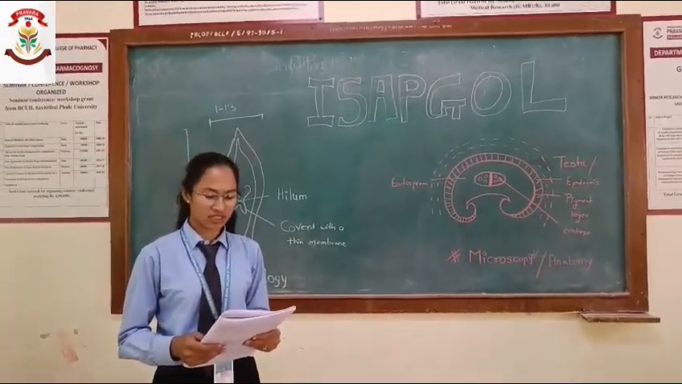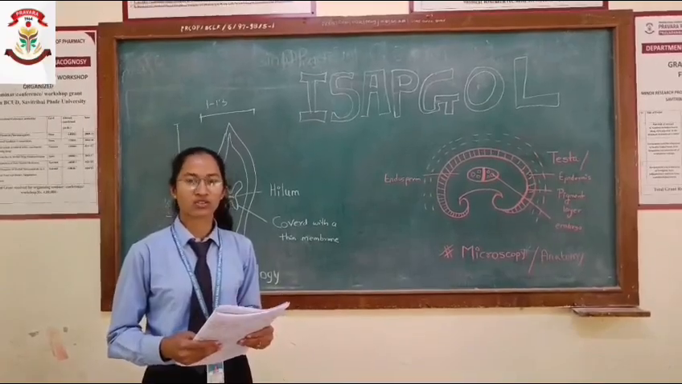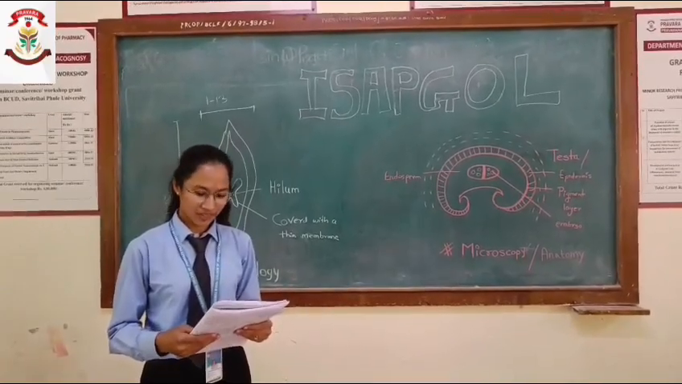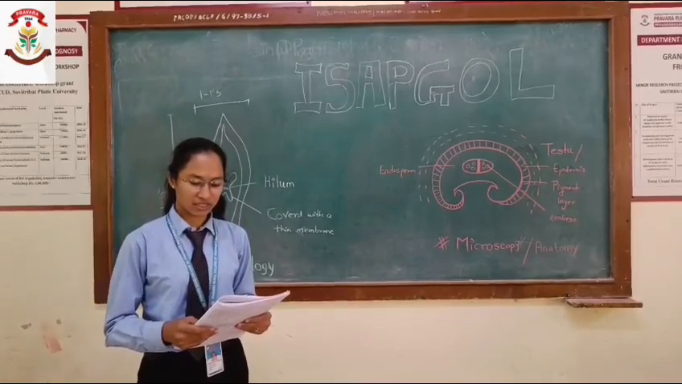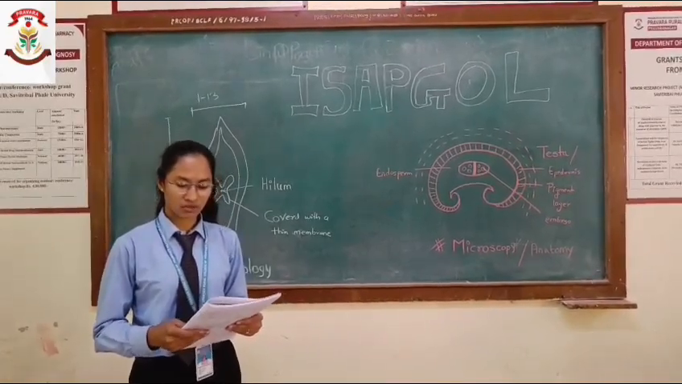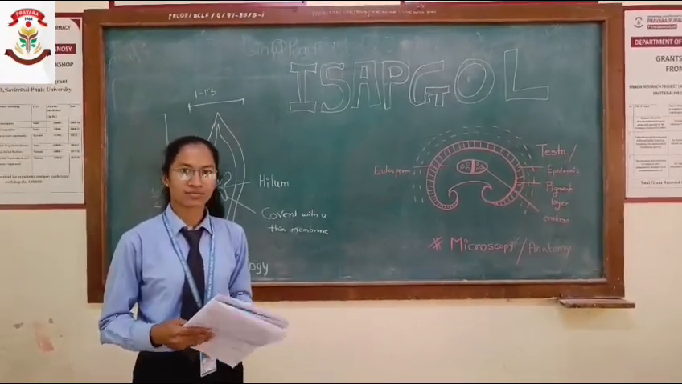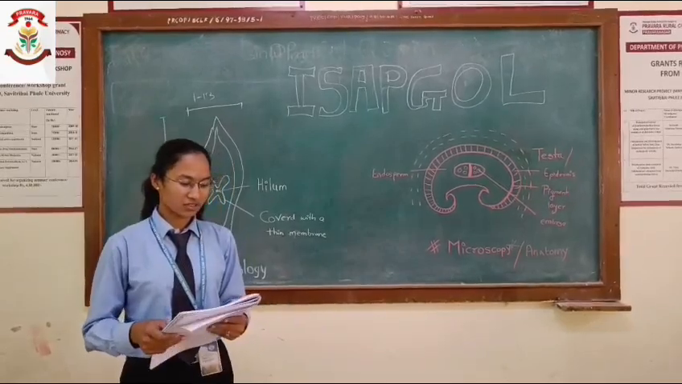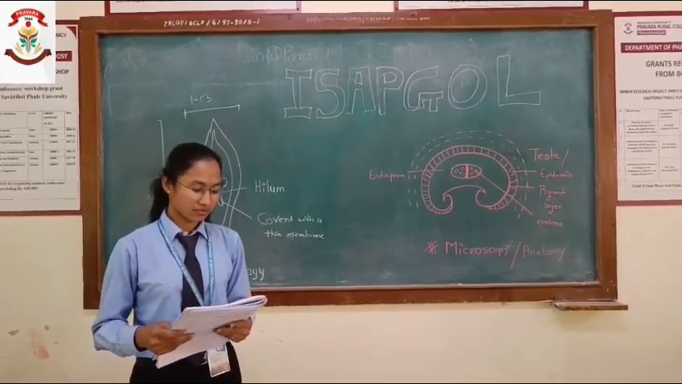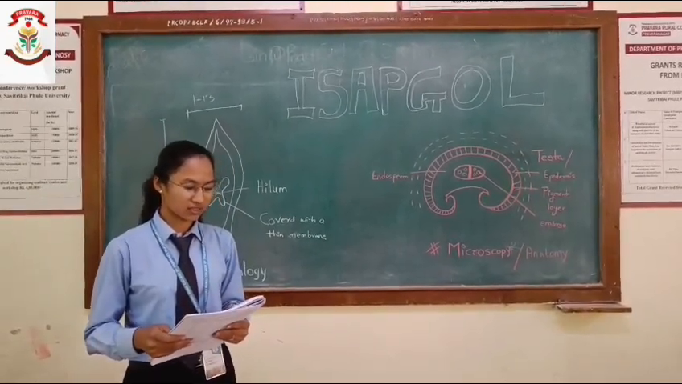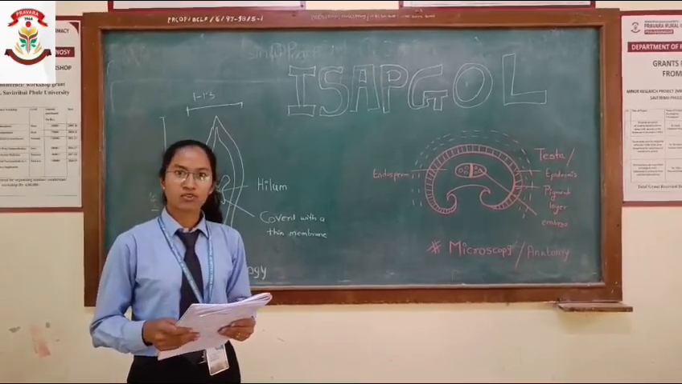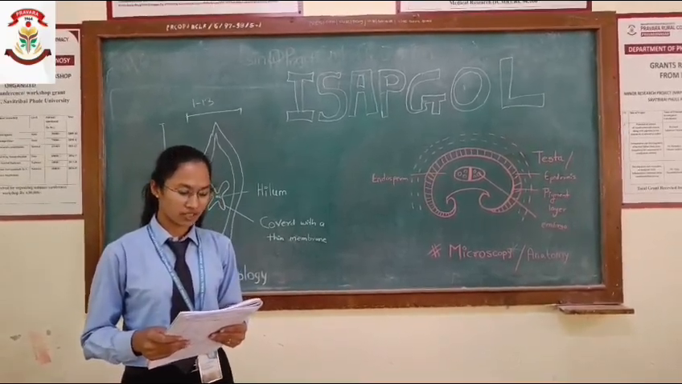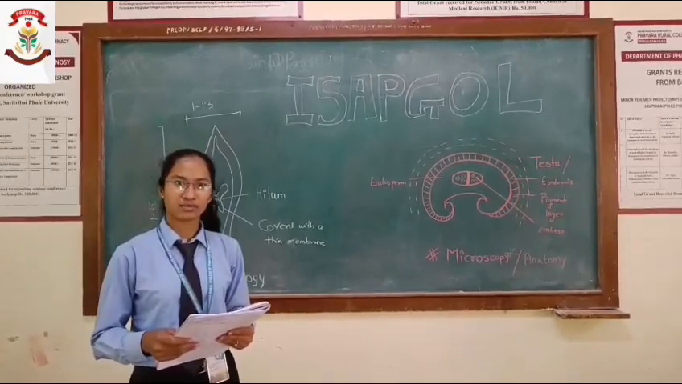Synonym of isabgol is isabgol, also called ispaghula. The biological source of isabgol is dried seeds of Plantago ovata and belongs to family Plantaginaceae. The chemical constituents present in isabgol are mucilage, carbohydrates, fixed oil and proteins. Isabgol is used as a laxative, mucilage in coating material and in bowel diseases.